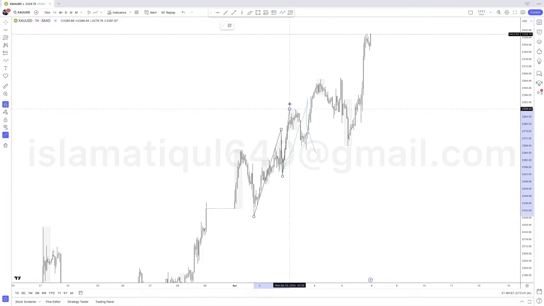So my question is here: why did you choose this level? I would have been choosing this level as a high and then this low. Now this is also fine, but you can see how stop hunts have been happening.